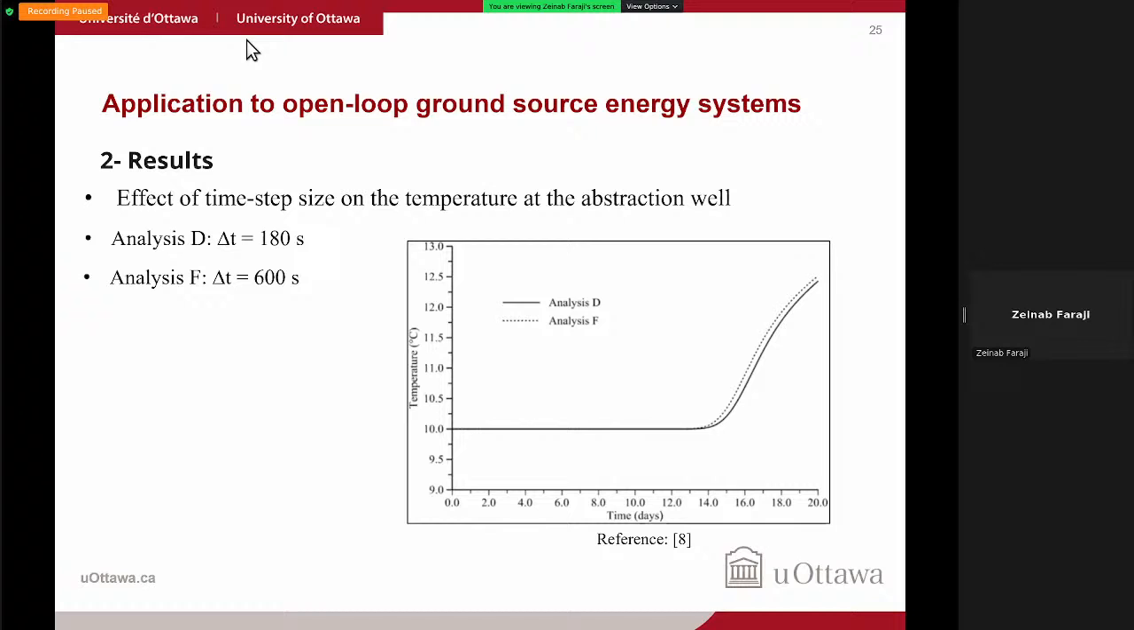Here we're comparing the effects of time step size on the temperature at the abstraction well. In one analysis the delta T is 180 seconds, and for F it is 600 seconds. Both use quadratic elements and fine mesh, but the only difference is the time step. And here we can say that when we have a fine mesh, in general we can get the same result even with different time steps, and also a better result compared to the coarse mesh.